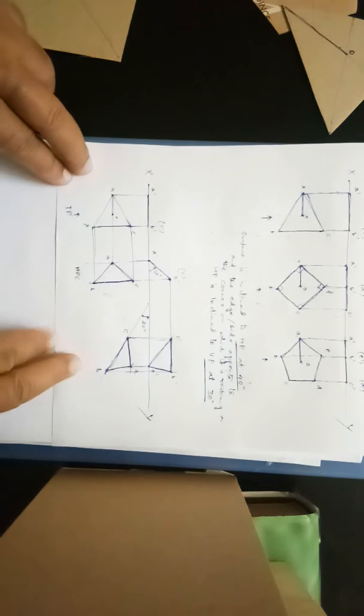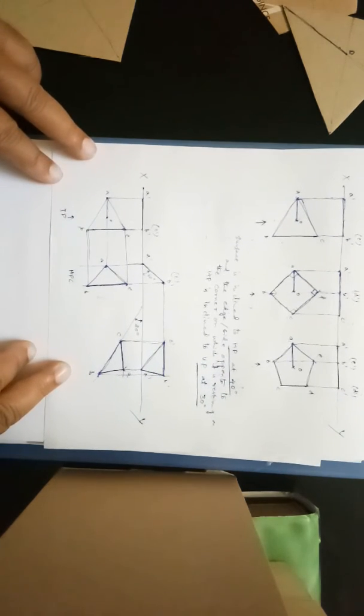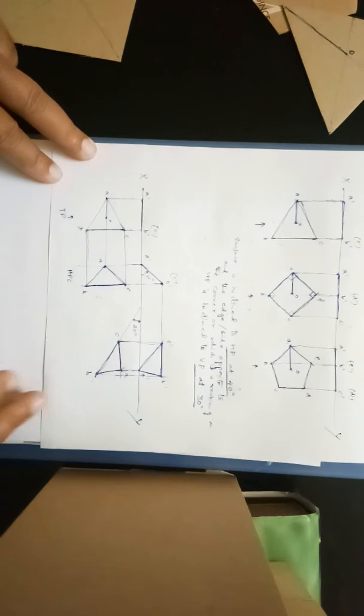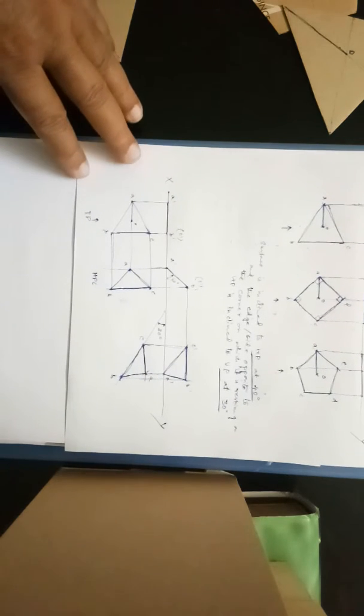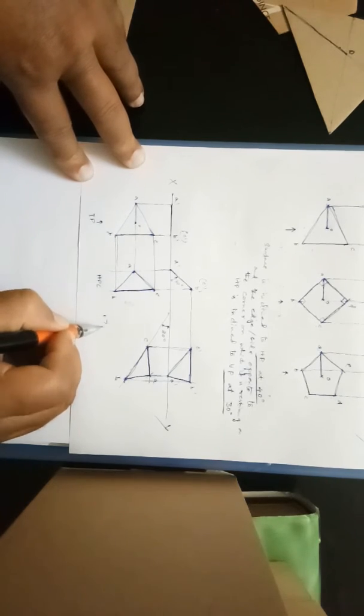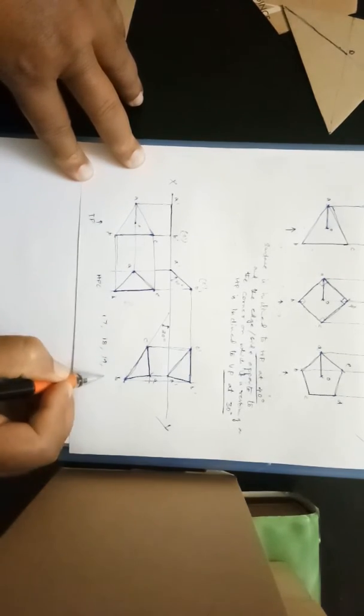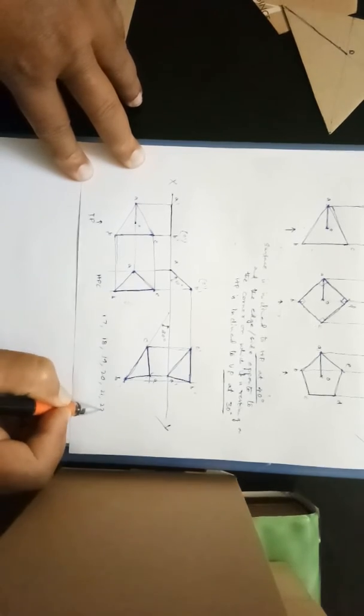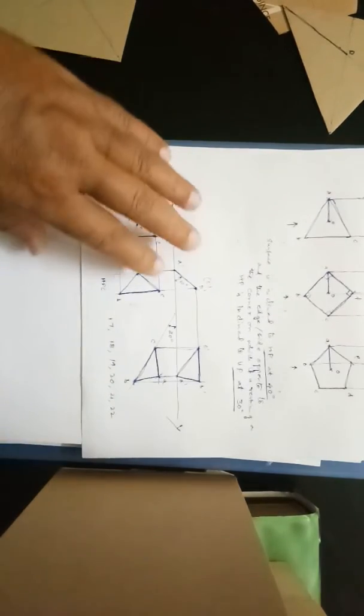Okay, so this completes the projection of a lamina which is resting on HP on one of its corners. The edge opposite to the corner is inclined to VP, the surface is inclined to HP. So the similar type of problems you will get for pentagonal lamina, square lamina and hexagonal lamina. Okay, so these are the problems. That is problem number 17, 18, 19, 20, 21, 22 from my notes.